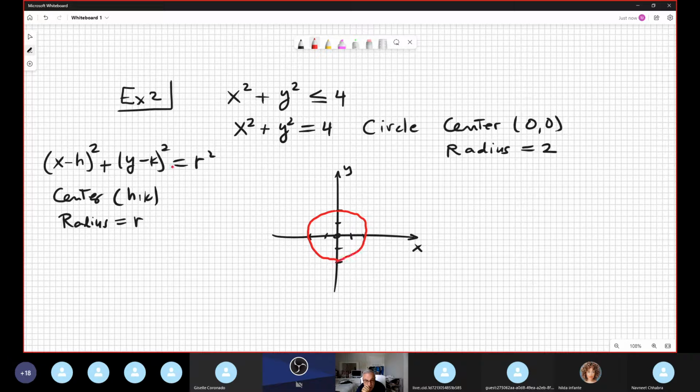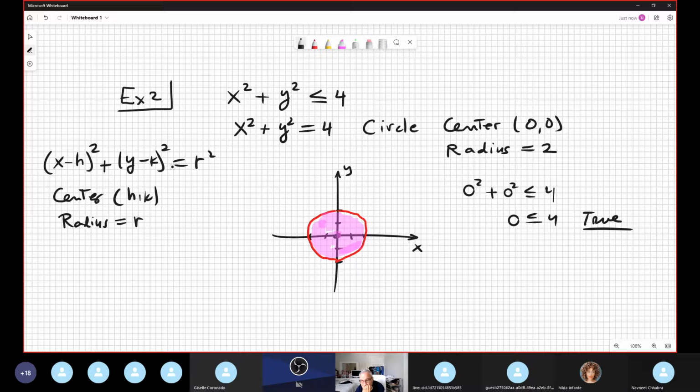And what part do I shade, outside the circle or inside the circle? What do you think? We have 2 possibilities, no? Inside, because it's less than. It's one point of view. Another point of view is, you select a testing point, take the origin, 0, 0, and plugging in the origin, you see 0 squared plus 0 squared will be less than or equal to 4. 0 less than or equal to 4 is a true statement.